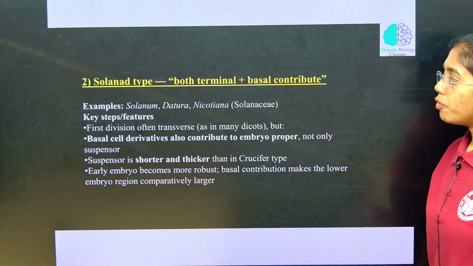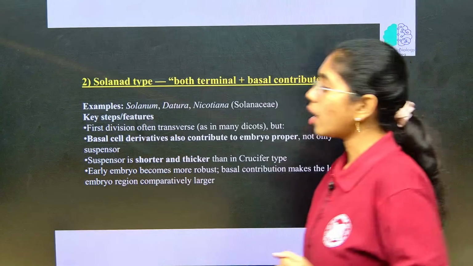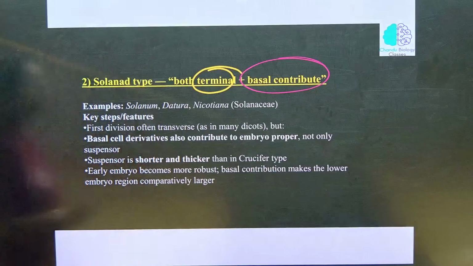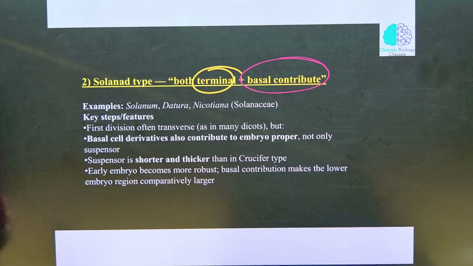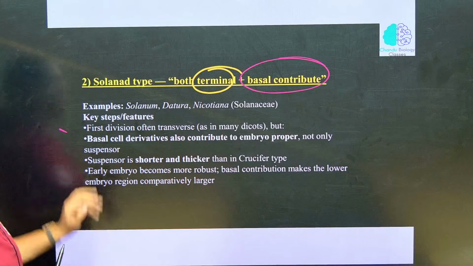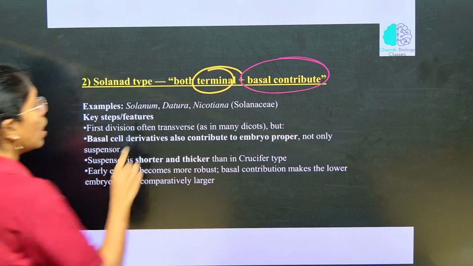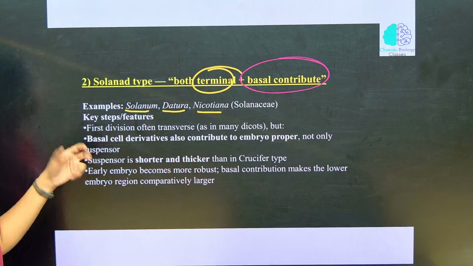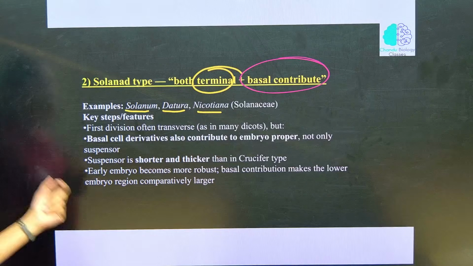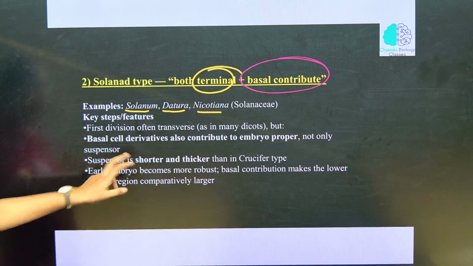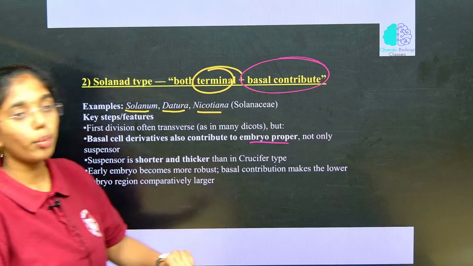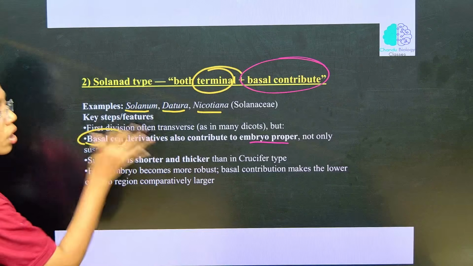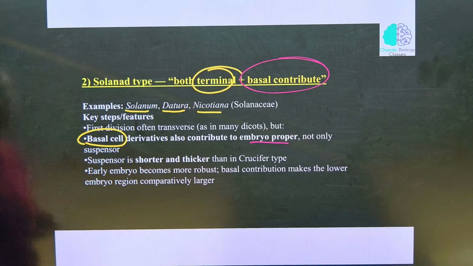And next type, if you see, solanad type. In solanad type, both terminal and basal cells will contribute in the formation of embryo. Both the cells will contribute. Examples you can observe mainly in the Solanaceae members like Solanum, Datura and Nicotiana. First division often is transverse, same like that in dicots, but basal cell derivatives also contribute to embryo proper here.